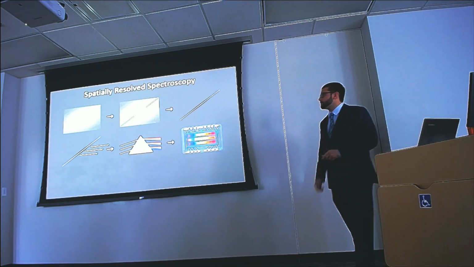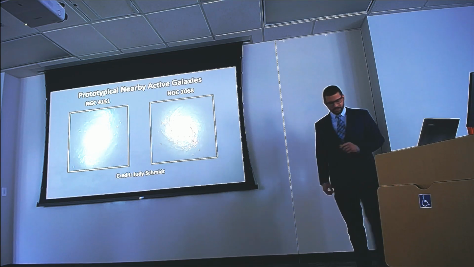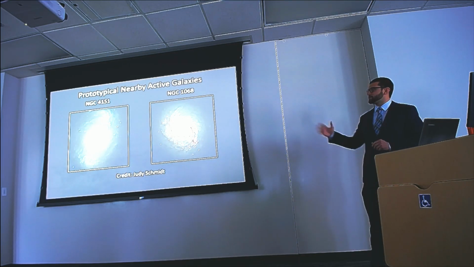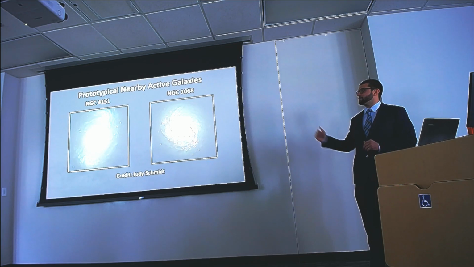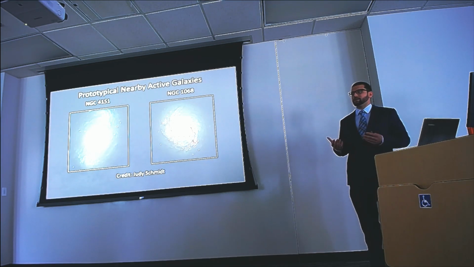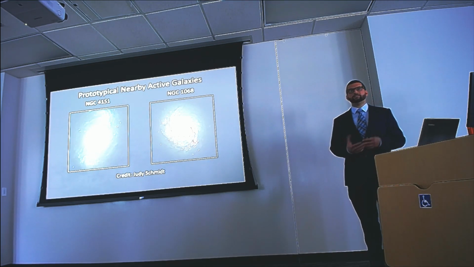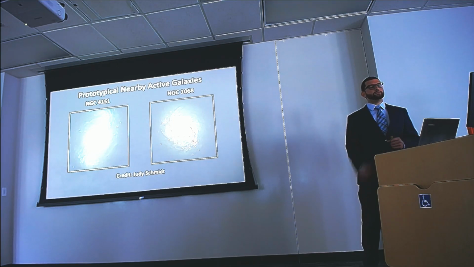Walking through this a little bit more, let's look at some of the most prototypical active galaxies that we have. These are the New General Catalogue objects 4151 and 1068. They're some of the most nearby and brightest active galaxies, so they're some of the easiest to study, some of the ones that have been studied the longest.